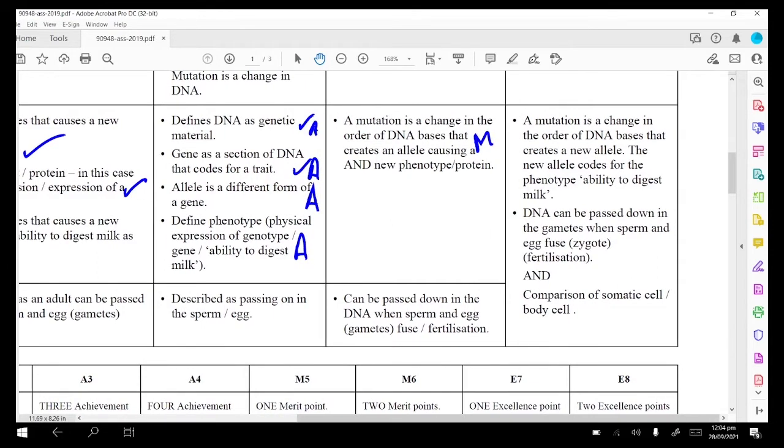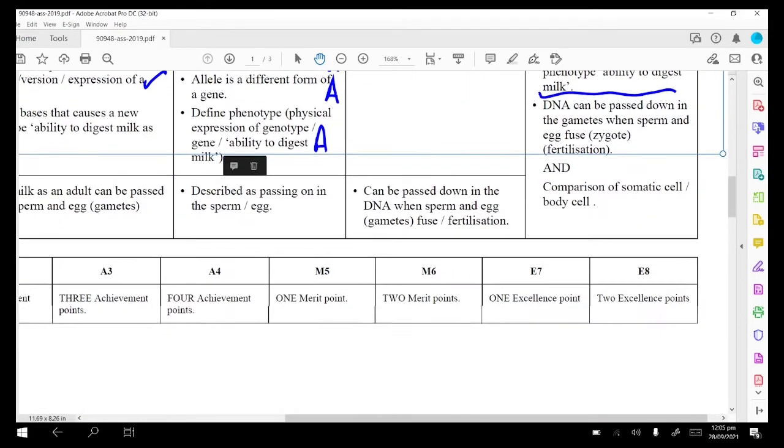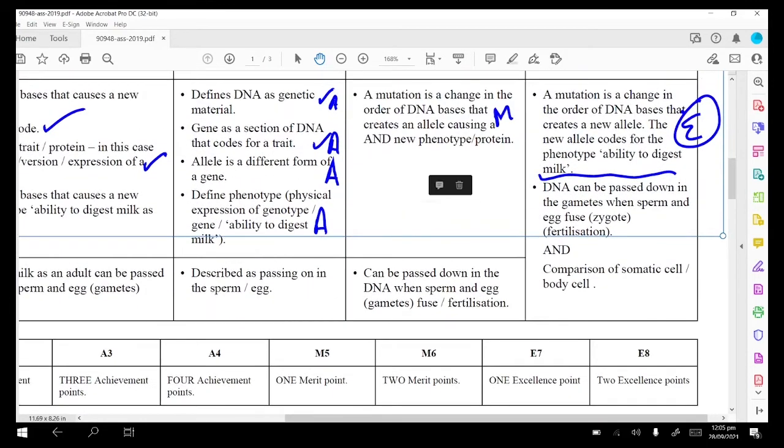And then for excellence, there's 2 excellence points here. So the first one said a mutation is a change in the order of DNA bases that create a new allele. The new allele codes for the ability to digest milk. Yep, we did that. But remember, you also had to do all the other things. So if you didn't define them like we will learn that we should always do, then you wouldn't have gotten that E. Okay, so we just now go and look, because this one goes with the next section.